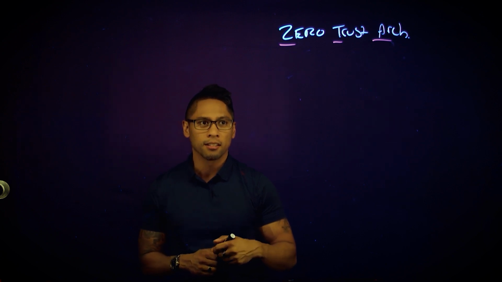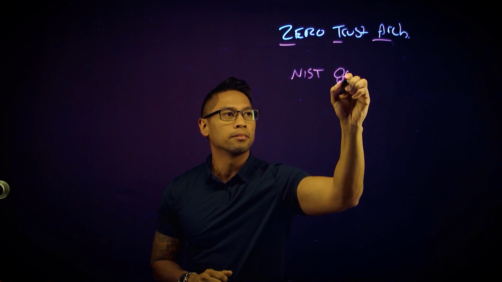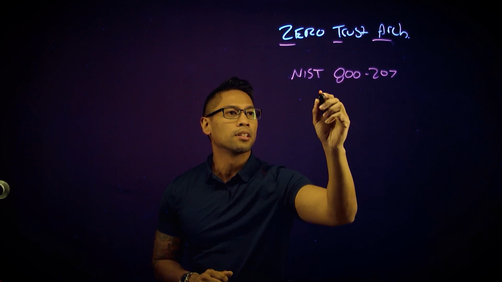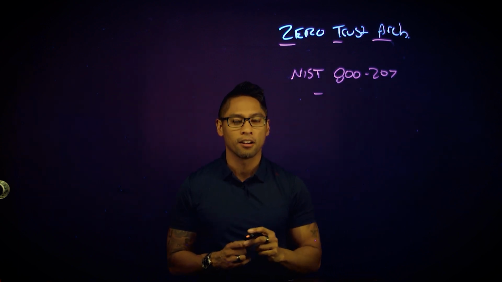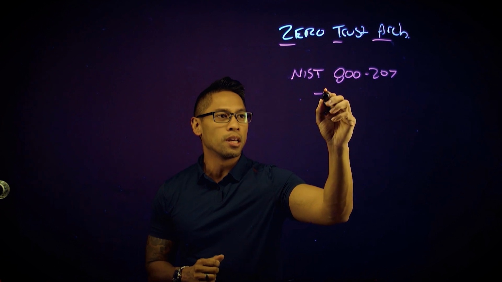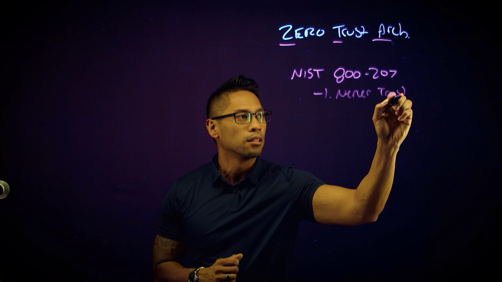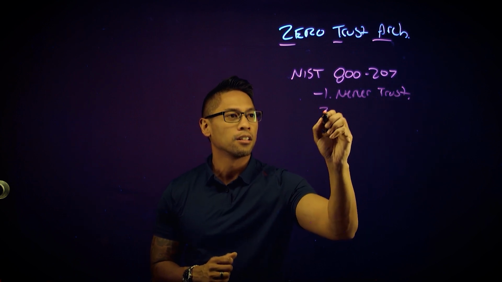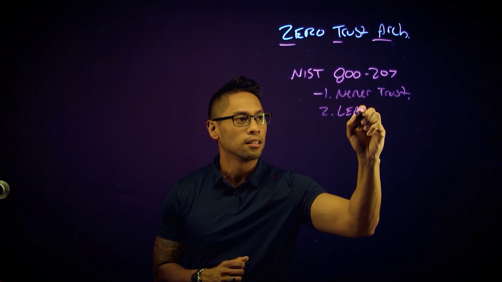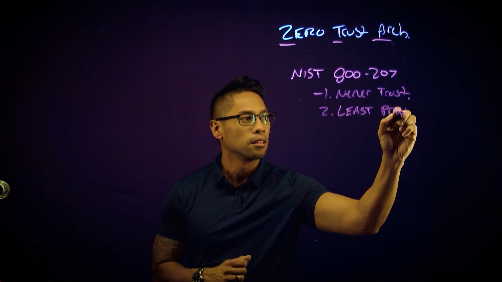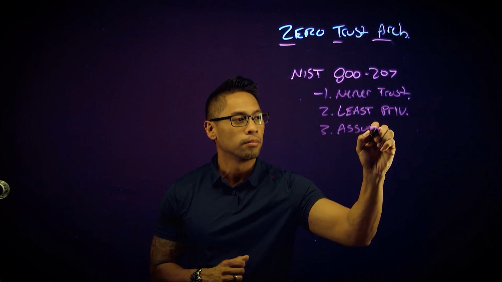So Zero Trust was outlined in a NIST publication called 800-207. Now, for those of you that haven't read this publication, you can basically boil it down into three core tenets. Those things being never trust, always verify, only provide least privilege access, and then the third one is always assume breach.